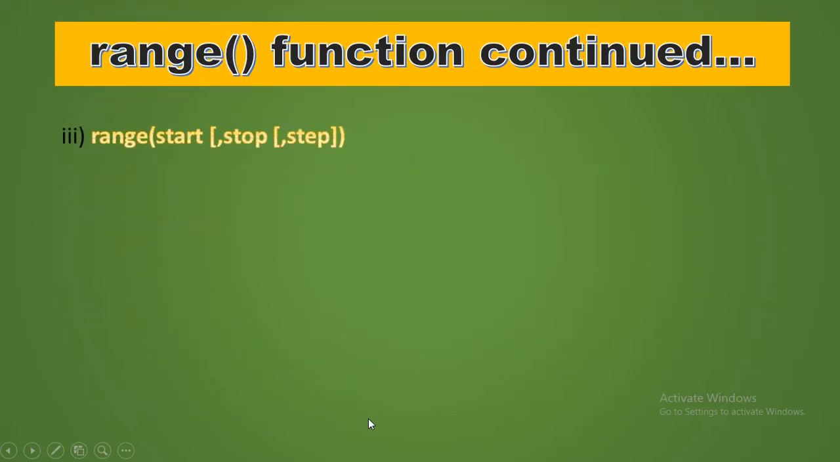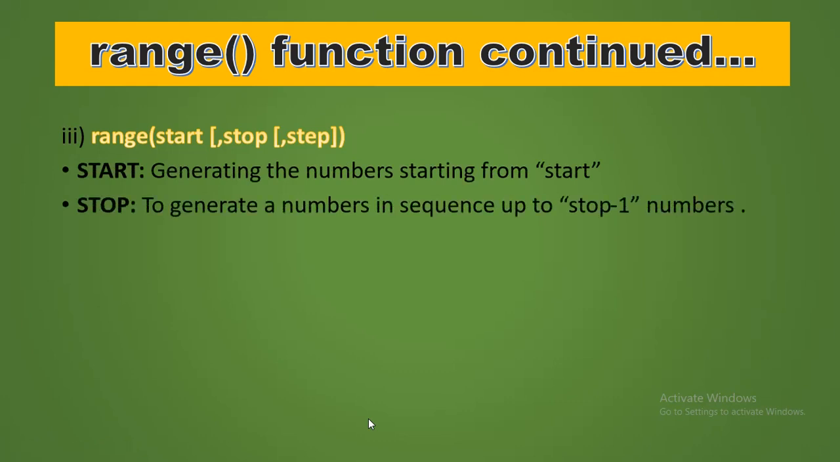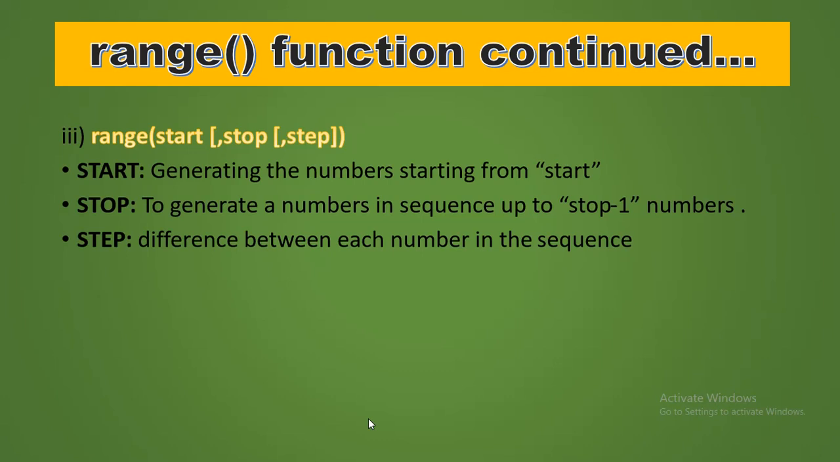Now the third syntax of the range function is range start stop step. That means here we will have the start value, a specific stop value, and there will be some specific step value also. Example, if we have range 5, 15, 3, this means that 5 is the start value, 15 is the stop value, and 3 is the step value. So it will have the list of values as 5, and to generate the next value we need to add the step value to the previous value.